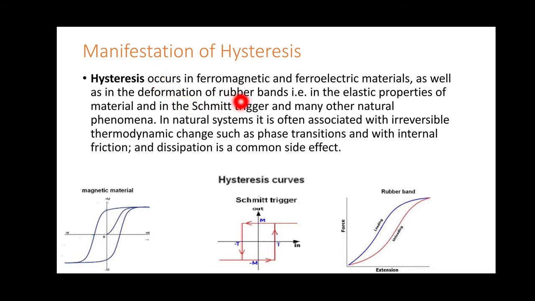It also occurs in the elastic properties of material, as we see in this curve, the deformation of a rubber band. It also occurs in the Schmitt trigger and in many other natural phenomena. In natural systems, it is often associated with irreversible thermodynamic changes, such as phase transition, and internal friction dissipation is a common effect.